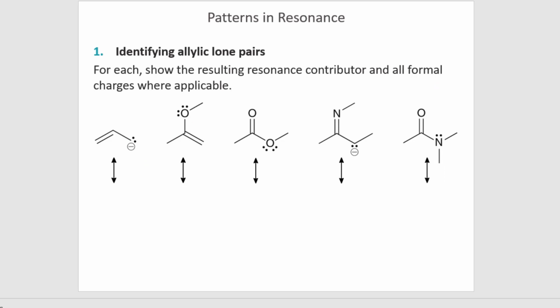Let's draw those resonance contributors. Take the lone pair, push it in to make a new bond, break the pi bond, and dump the electrons at the end. Okay, let's do it again. Take the electrons from the allylic position, dump them to make a bond, break the bond, and dump them into the end.